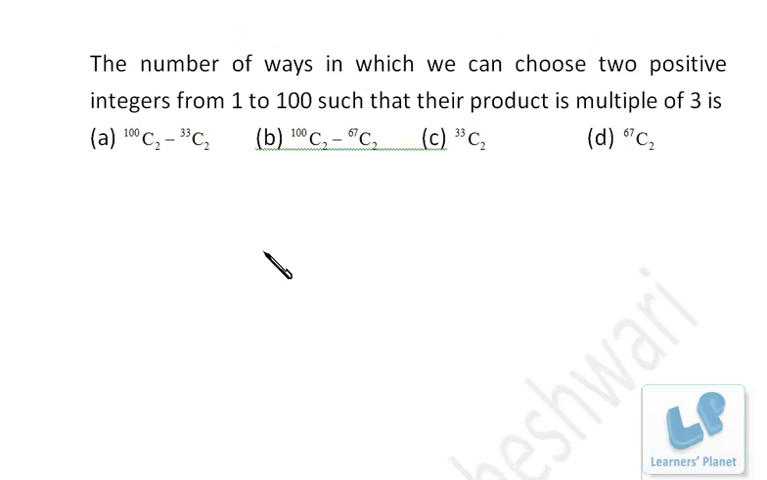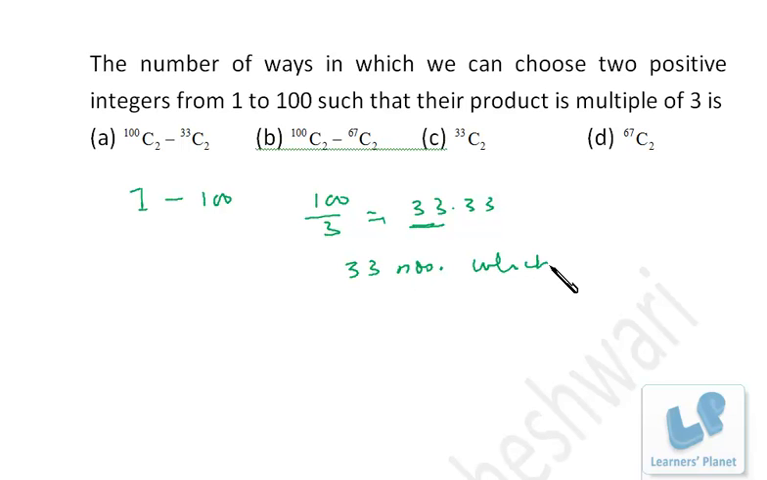Now friends, let's take this problem. The number of ways in which we can choose two positive integers from 1 to 100 such that their product is a multiple of 3. Now from 1 to 100, there are 100 by 3, that is 33 point something. So in all there are 33 numbers which are multiples of 3. If we want the product to be a multiple of 3, at least one number should be a multiple of 3.